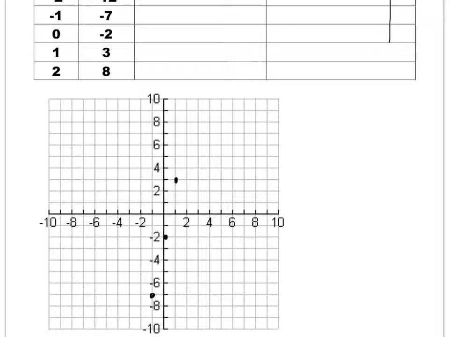When x is 2, y is 8. We can easily see from the graph that this represents a linear relation because I can fit a perfect line going through all the points.